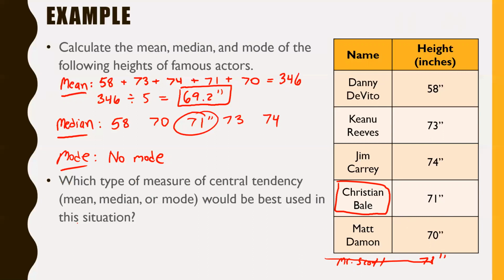Now, the last question here I'm going to ask you is which type of measure of central tendency, so mean, median, or mode, would be best used in this situation? Well, I think you and I can both agree, before we even think anything further on this, clearly it's not going to be the mode. There is no mode here. You can't say mode is the best average of this if there's no mode, right? That doesn't make any sense.